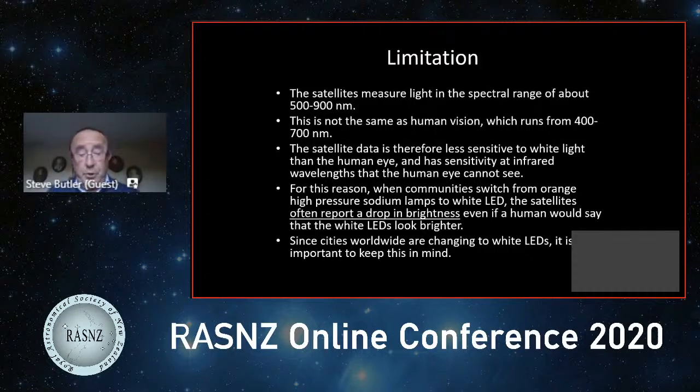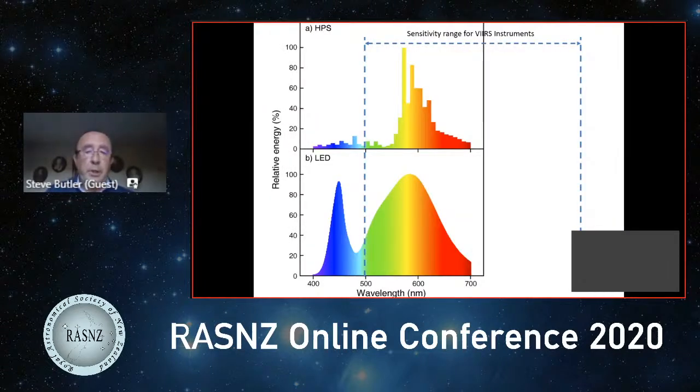So since most cities in the world are changing over to white LEDs, it's very important to keep this in mind. And here's just a diagram. The upper half of the diagram shows the sort of light spectrum or spread of the high pressure sodium, not much blue or green light within the spectrum, mostly yellow through to red end of the spectrum. So it would be a warm orangey coloured light coming from that lamp.